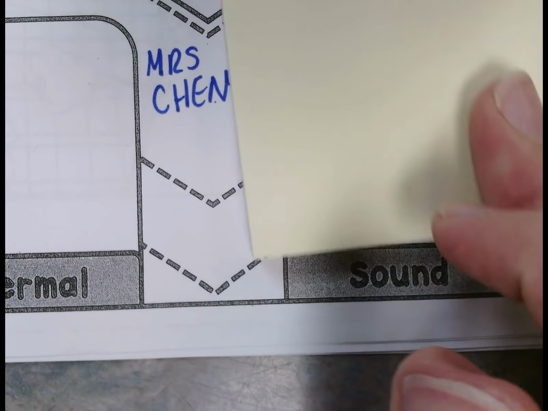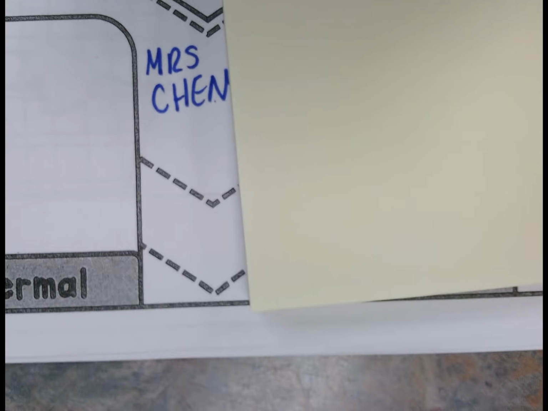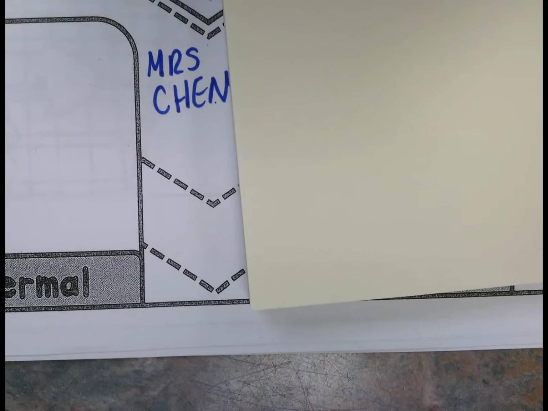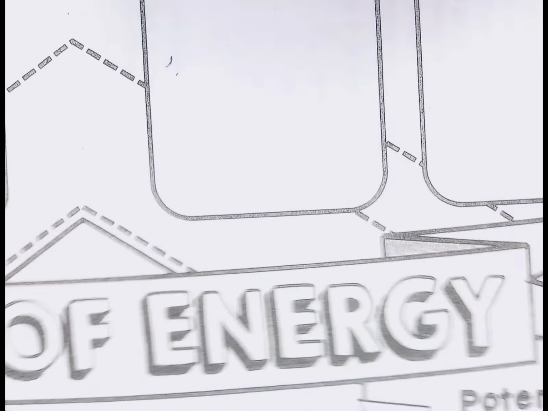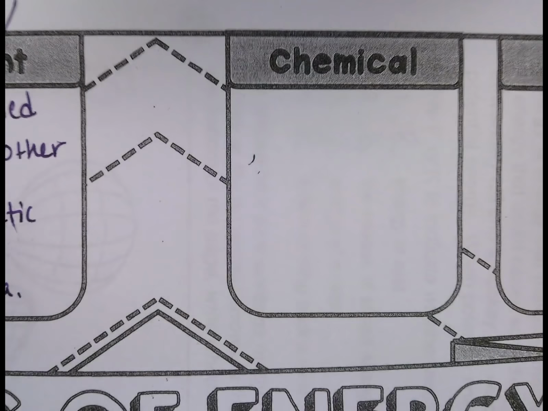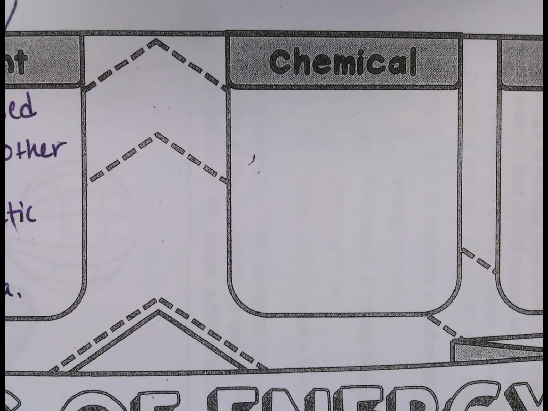Okay, so we've done mechanical, radiant, and sound. Now we're on to C, which is chemical. Chemical energy is going to be energy that's stored in the bonds of chemical compounds. It is something that we require in order to live.